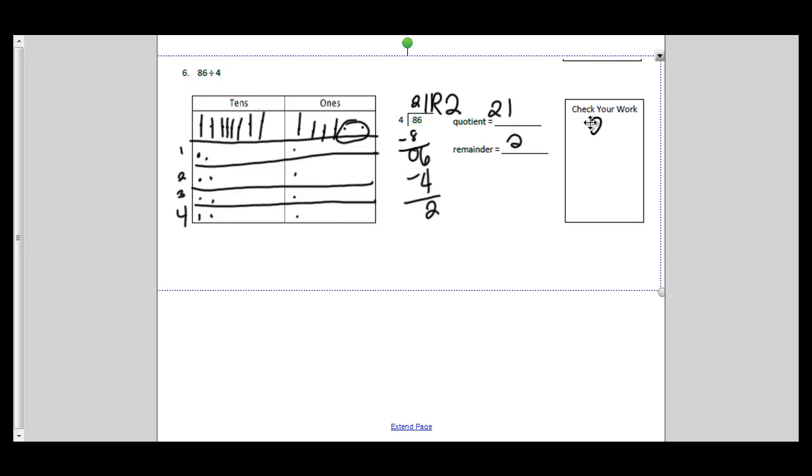Now I'm going to check my work. My answer is 21. I put these into 4 groups, so that gives me 84. I had a remainder of 2. That gives me 86. So my answer is correct. Remember, when you do your exit slip, you can always come back and look at your problem set. You can even come back and listen to the video again if you need help.